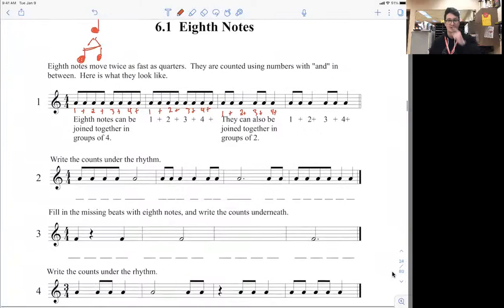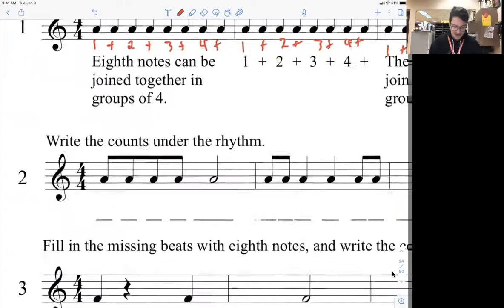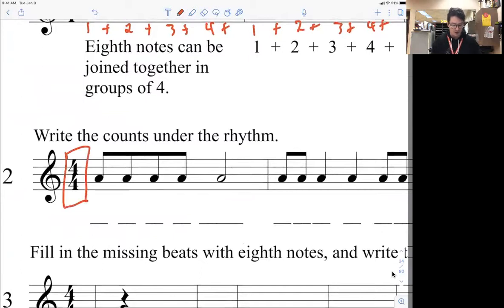So let's take a look here. We are just adding this term into our rhythmic vocabulary. So we still need to know how many beats a half note gets, how many beats a whole note gets, and how many beats a quarter note gets. And whenever we're counting rhythms, we always want to check the time signature to see how many beats are in each measure and what note gets the beat. That tells us all the information we need to know.